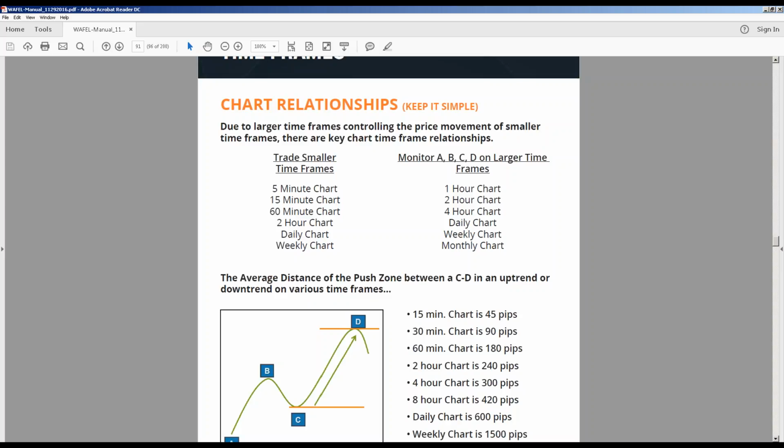So we monitor the ABCDs on larger time frames, and then we trade smaller time frames. If you're looking at a monthly chart, then you should be trading a weekly chart. If you are looking at a weekly chart, then you should be trading a daily chart. If you're looking at a daily chart, you should be looking for a signal on a 2-hour chart. If you're looking at a 4-hour chart, you should be trading a 60-minute chart. If you're looking at a 2-hour chart, then you should be looking for that signal on a 15-minute chart, and a 1-hour chart is related to a 5-minute chart.